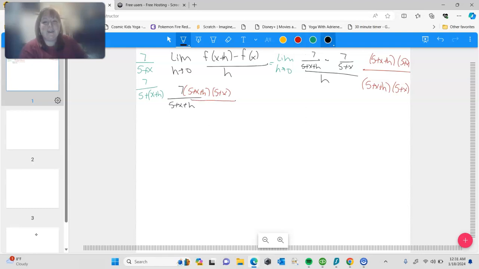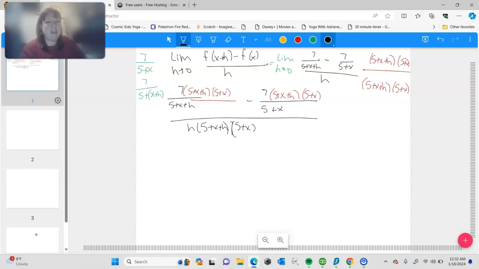And then minus, and again, we had this 7 over 5 plus x. And we're going to multiply it by that 5 plus x plus h, and then the 5 plus x. Okay. And then again, all over these multiplied together. So we're going to end up with h times 5 plus x plus h times 5 plus x. So first step is you're going to find the common denominator, which is the two denominators multiplied together, and then multiply it in.